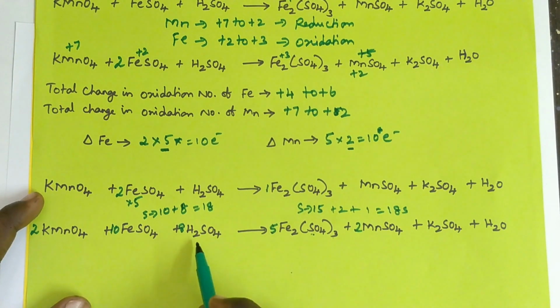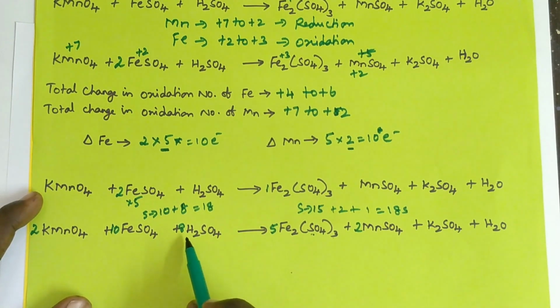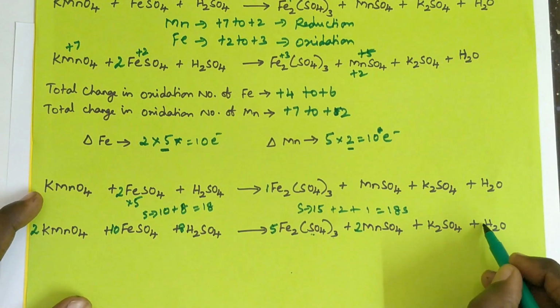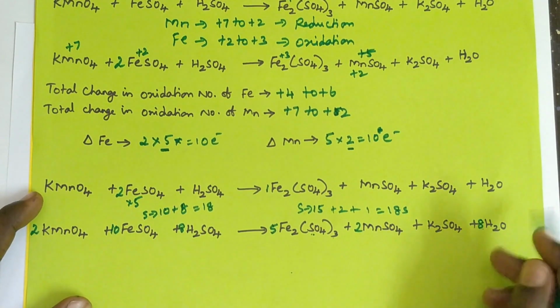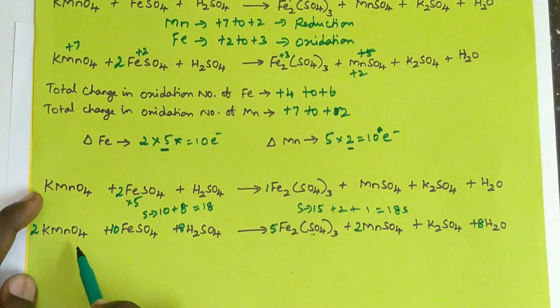Next step is, I said except oxygen and hydrogen, but first you have to balance hydrogen, then only oxygen. Here you see the number of hydrogen, 8 2s are 16. So put 8 here, so 8 2s are 16. So hydrogen is also balanced. Last step, we have to balance oxygen.